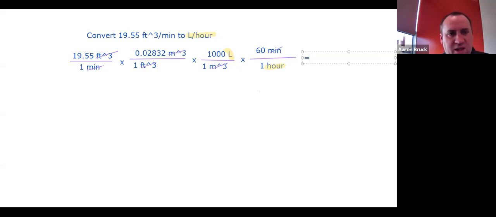Now I just need to do the calculation. And so for this calculation, 19.55 multiplied by 0.02832 multiplied by 1,000 and multiplied by 60. Every one of these denominators is a 1, so we don't actually have to put in those calculations. We get a value according to our calculator, 33219.36 liters per hour.